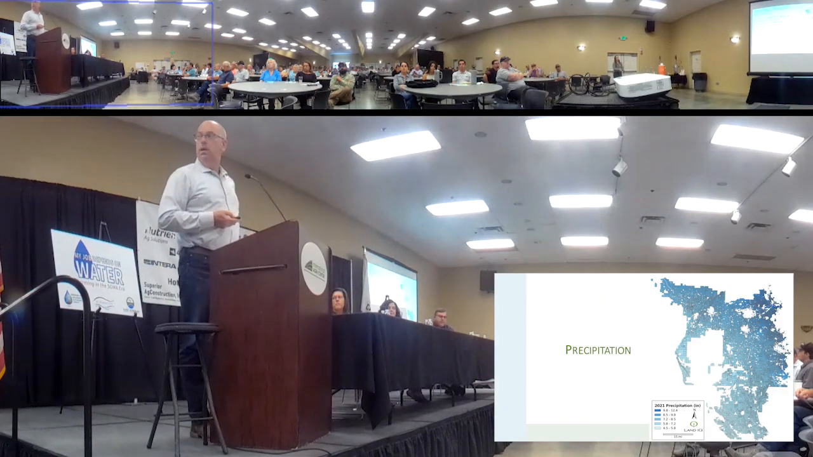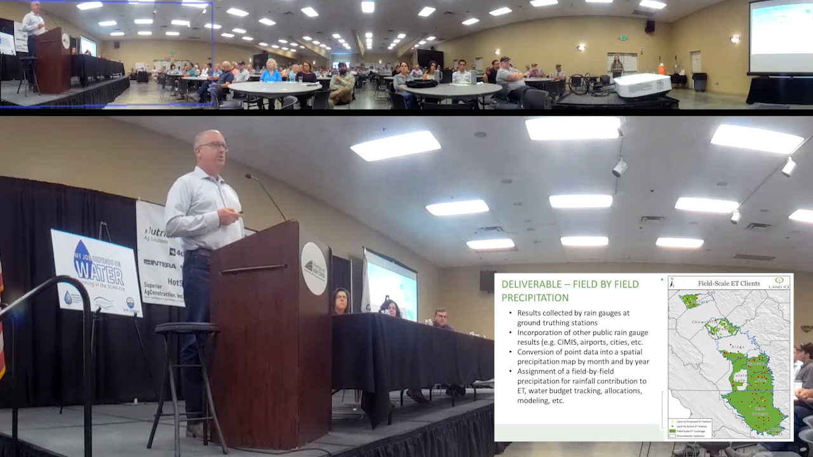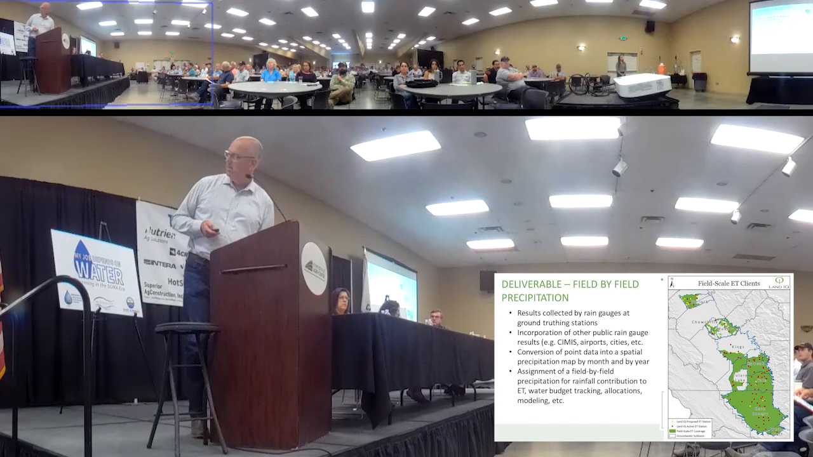Okay, precipitation. I mentioned that on all of these dots on the map, there are those stations that you saw some pictures of before, and there are rain gauges on almost all of those. The more densely you can measure points on the landscape, in this case precipitation, the more accurately you can estimate the precipitation on a field by field basis.